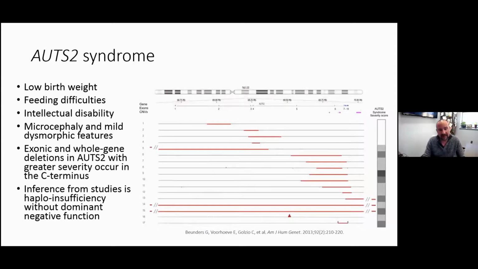Other work that's been done in this field has suggested that when looking at exonic and whole gene deletions in large data sets of patients, both control and patients with ODS2-like syndrome, the greater severity of the disease or the syndrome seems to occur just like what we identified with deletions that are lying in the C-terminus of the gene. And there's an inference from studies that there seems to be a haploinsufficiency without a dominant negative function. What I mean by that is that data analysis seems to suggest that a single copy loss in the germline can cause this syndrome.